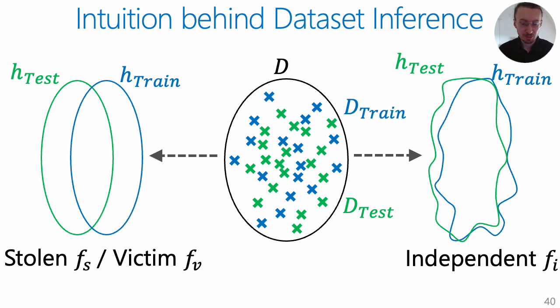However, for victim or stolen encoders, since we train the encoders on the train set, in the case of the victim it's directly, in the case of the stolen copy it's indirectly through the stealing process. Then for both of these encoders, the corresponding representations H sub train and H sub test induce different distributions.